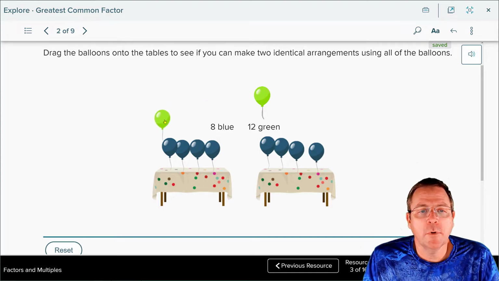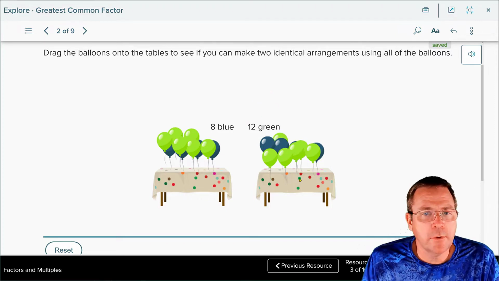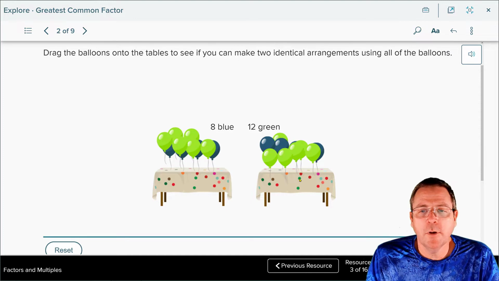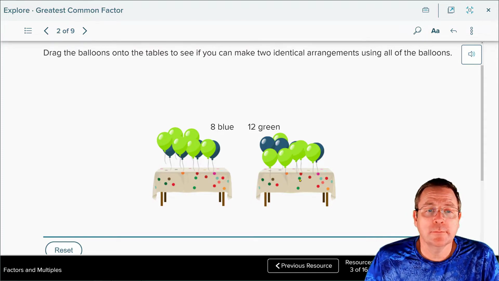And then for the green balloons, we're going to do, whoops, the green balloon didn't want to stay there. 1, 2, 3, 4. 1, 2, 3, 4. But we're not done. We still got balloons left. 1, 2, and 1, 2. And now you've got 2 different tables with the same numbers of each color of balloons. There's 4 blue balloons and there's 6 green balloons.